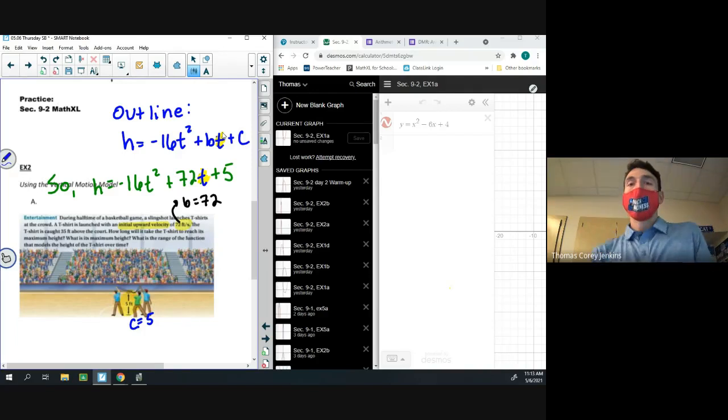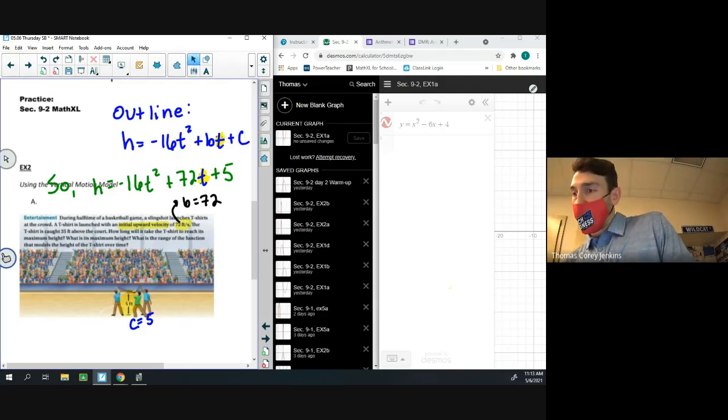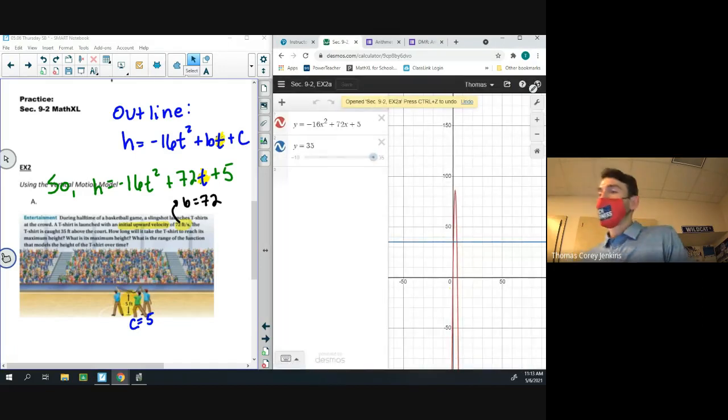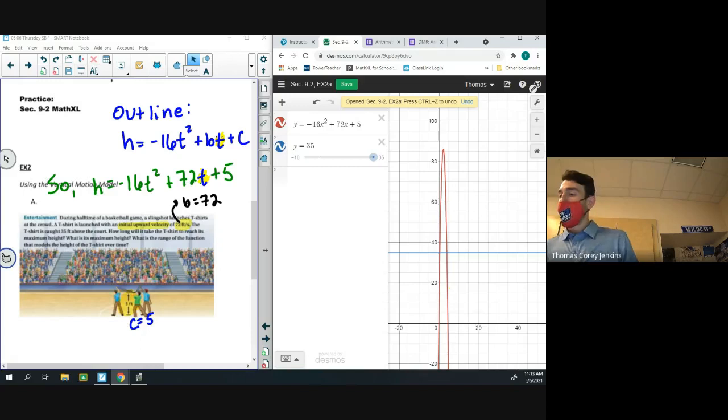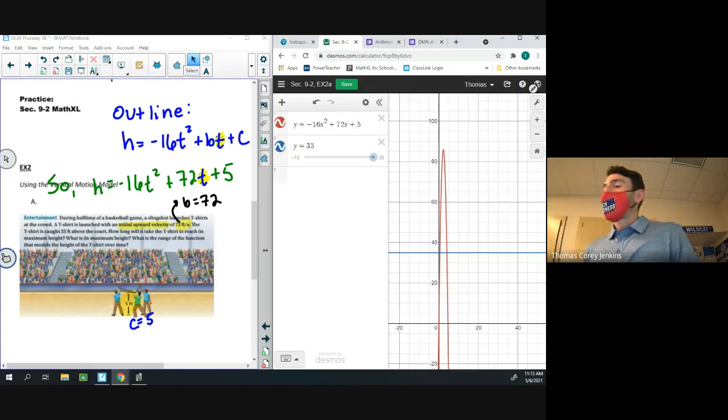My bad. All right, so now that we have that, let me pull up the right graph here. We want 2A. All right, so I have it all kind of right here. Notice a couple things. When I type it into Desmos, I use X and Y instead of H and T.